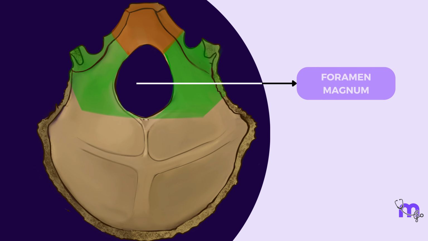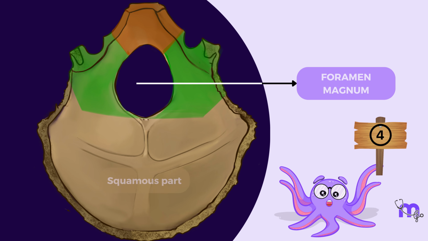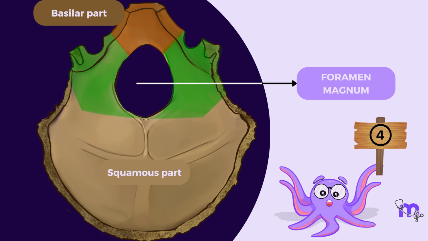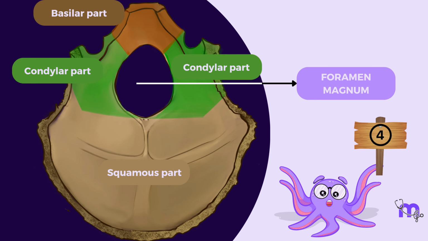The presence of the foramen magnum divides the occipital bone into four main areas: the squamous part, the basilar part, and a pair of condylar parts.